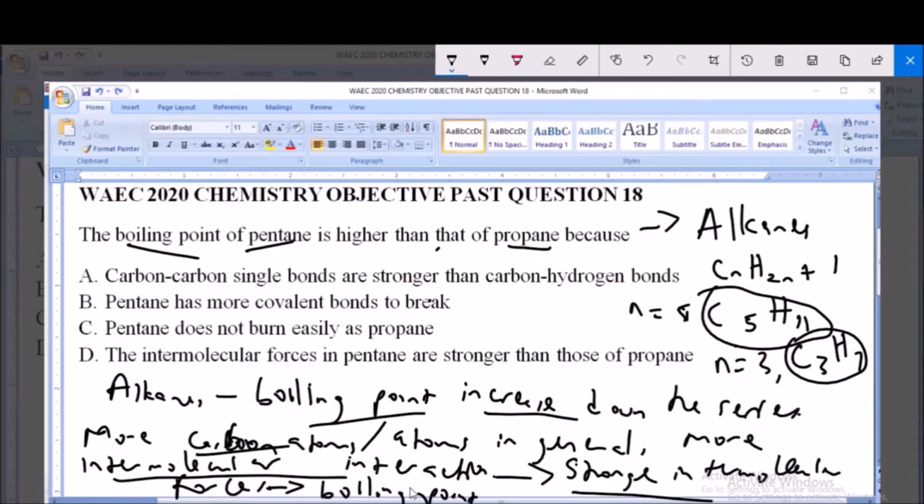The degree of intermolecular force determines the boiling point, due to the fact that you would need a higher temperature to break these intermolecular forces. So the boiling point and other physical properties such as density and melting point arise from the intermolecular force. And option D says the intermolecular forces in pentane are stronger than those of propane. So we have described intermolecular force as what gives rise to boiling point. So the correct answer is D. The intermolecular forces in pentane are stronger than those of propane, and that is the reason why the boiling point of pentane is higher than that of propane.